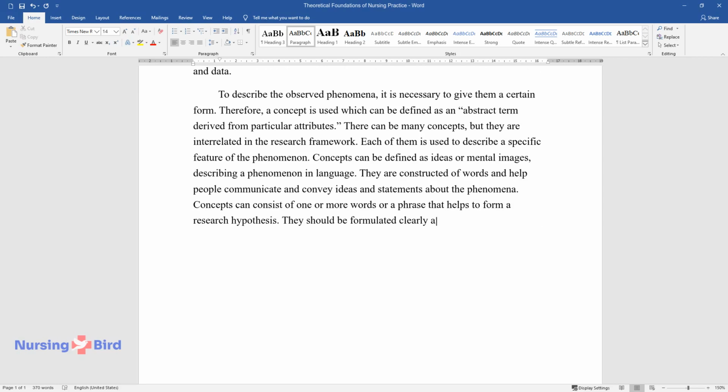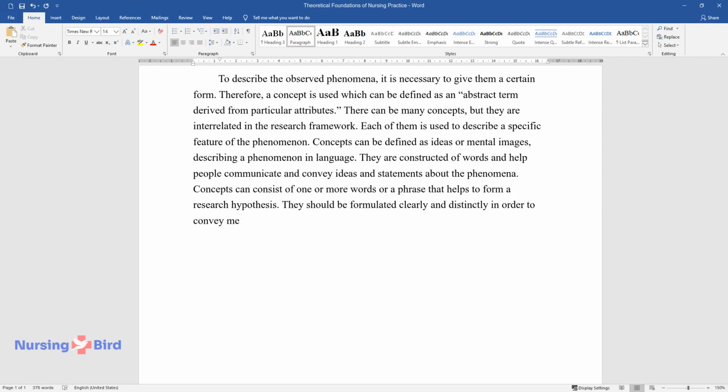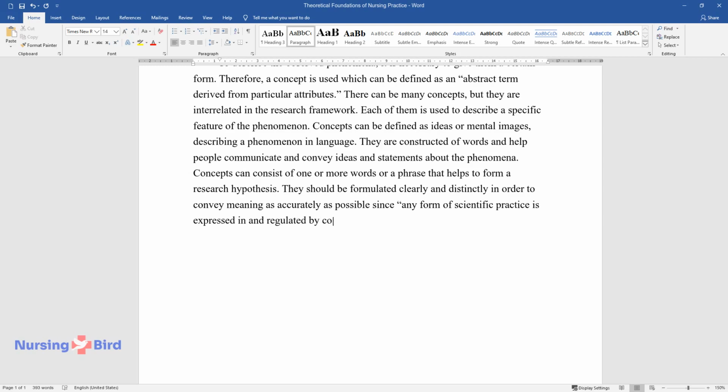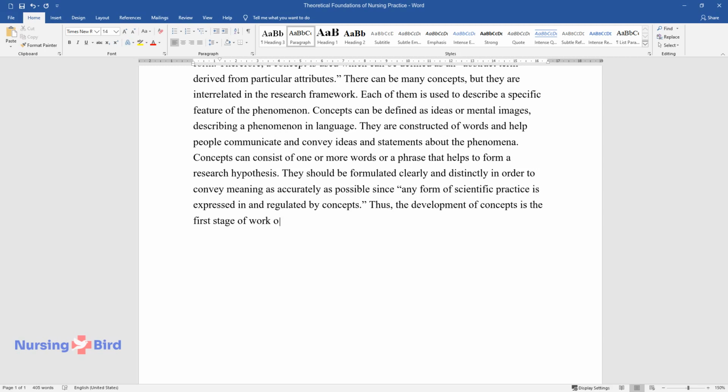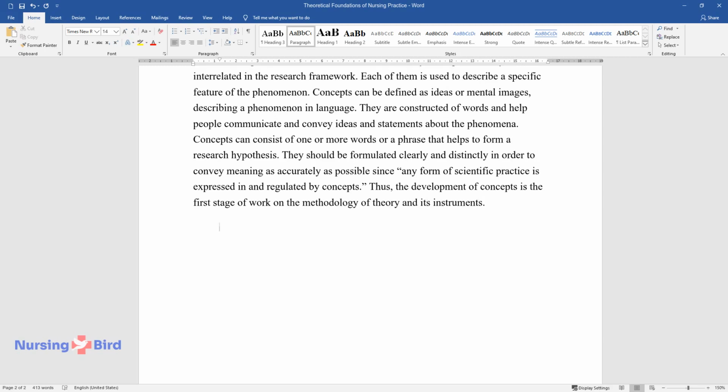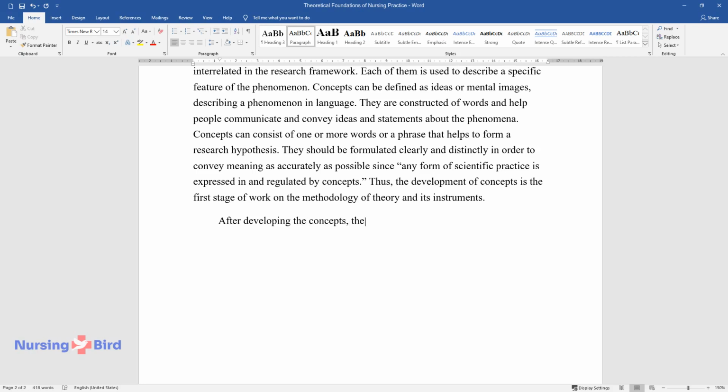They should be formulated clearly and distinctly in order to convey meaning as accurately as possible, since any form of scientific practice is expressed in and regulated by concepts. Thus, the development of concepts is the first stage of work on the methodology of theory and its instruments. After developing the concepts, the researcher examines the relationships between them.